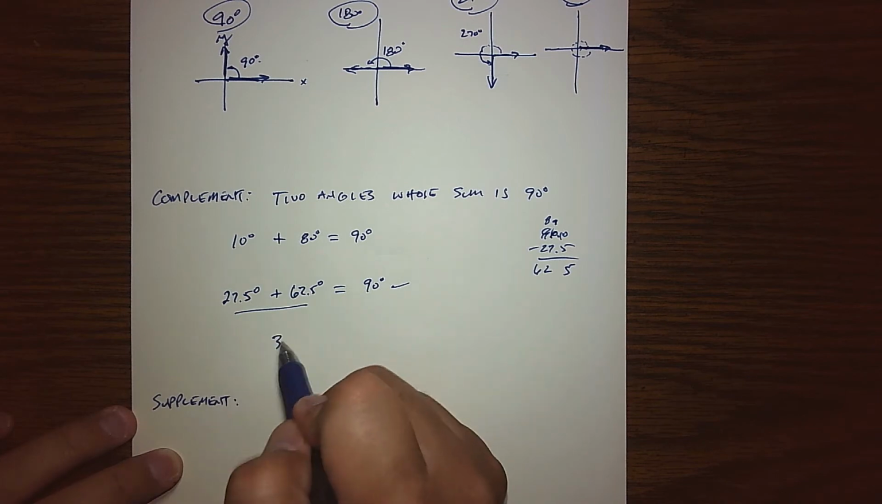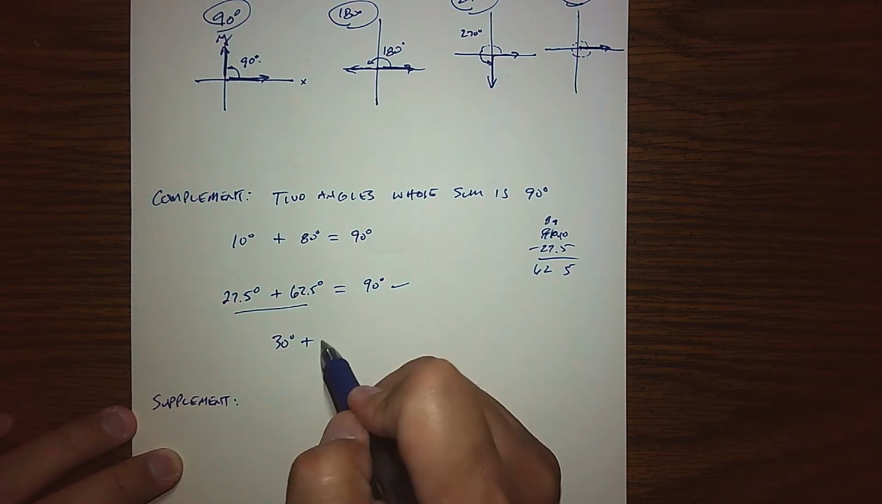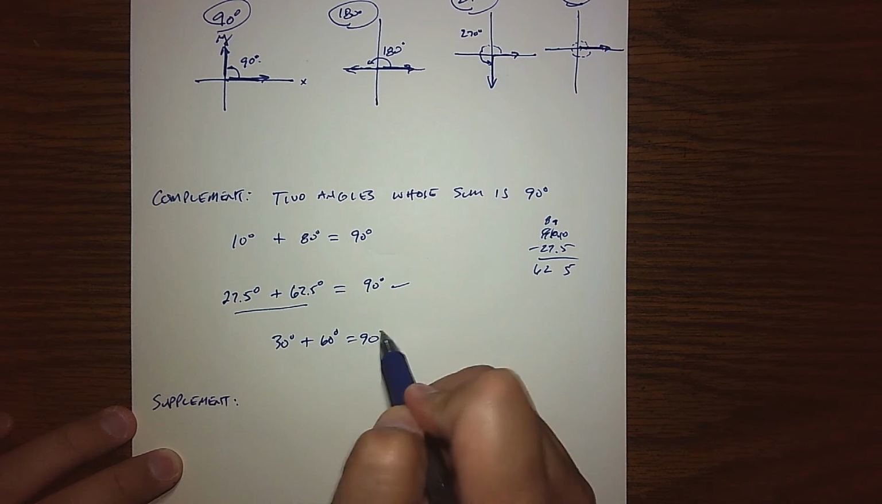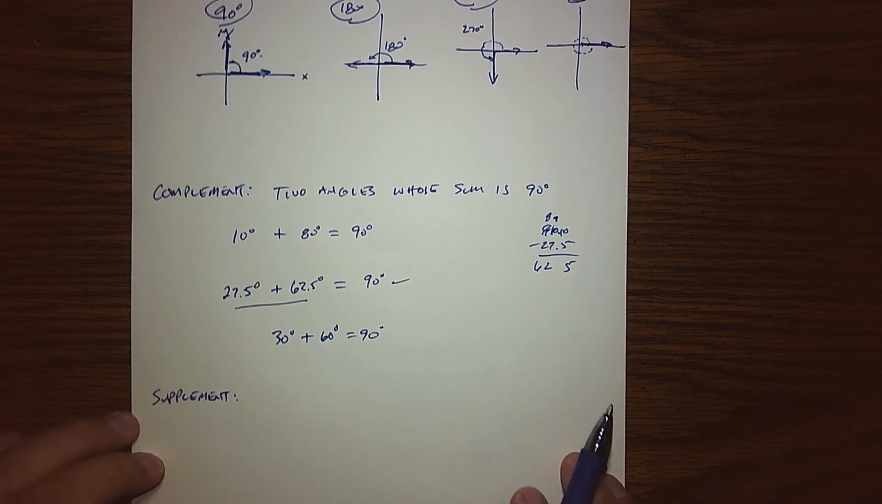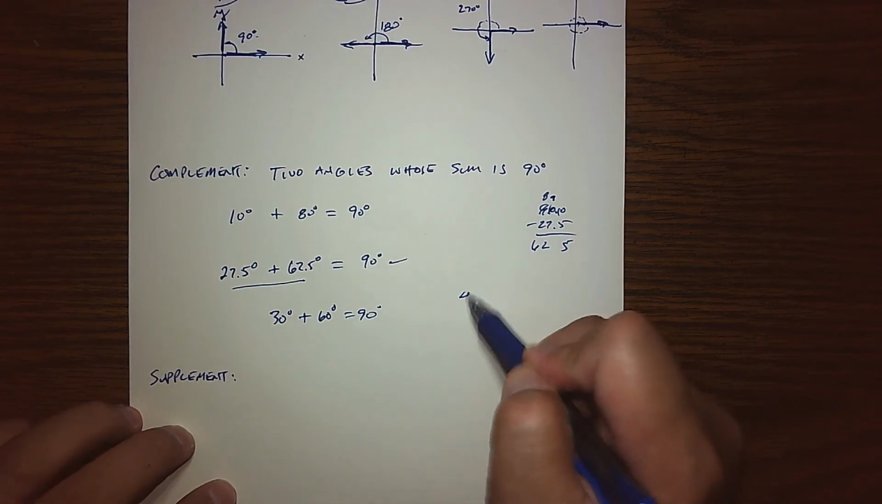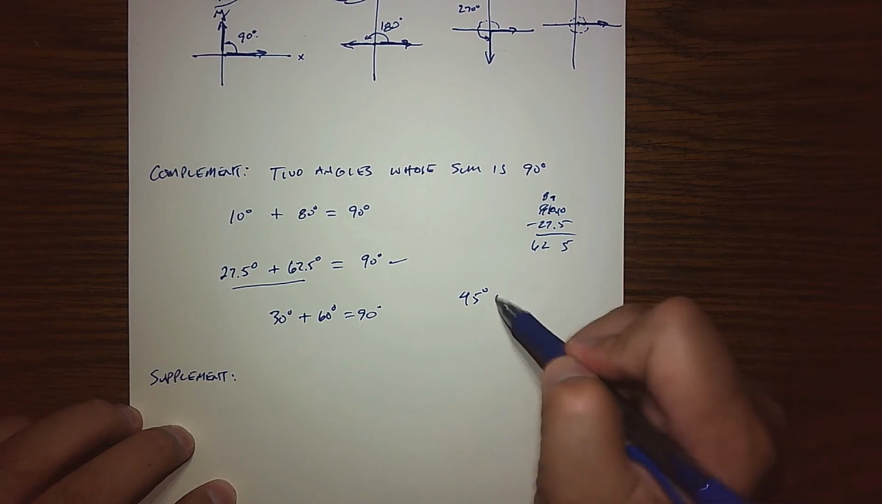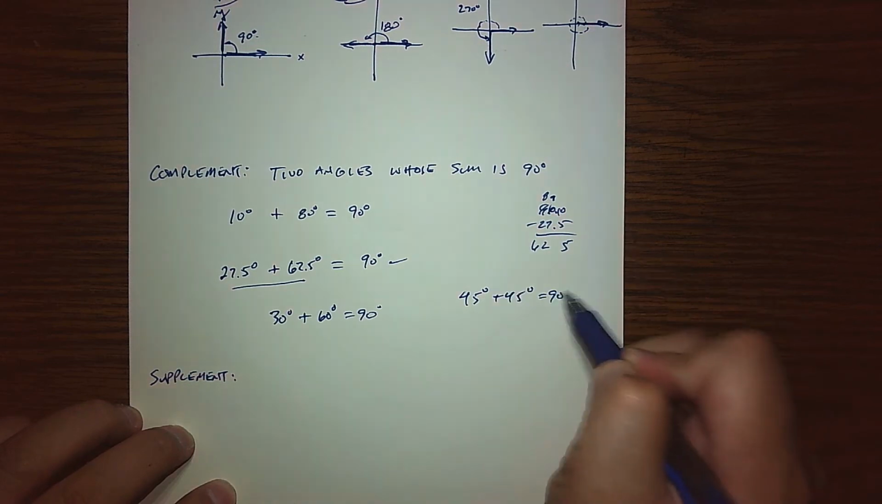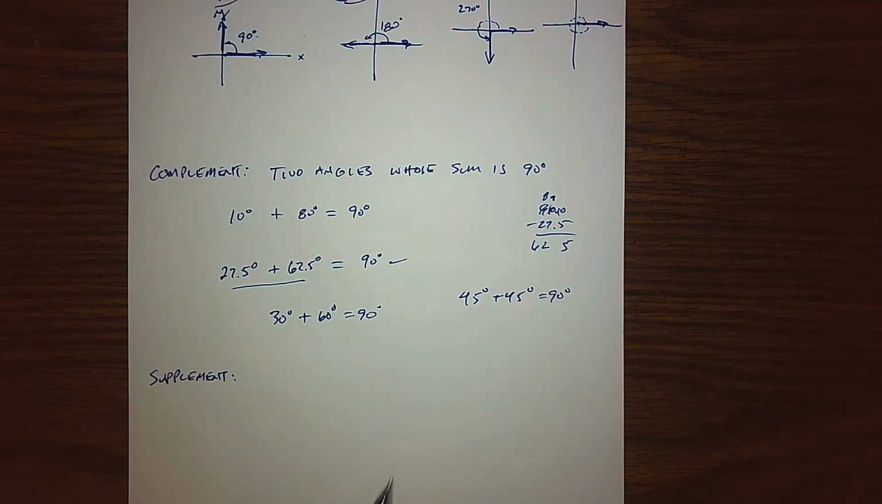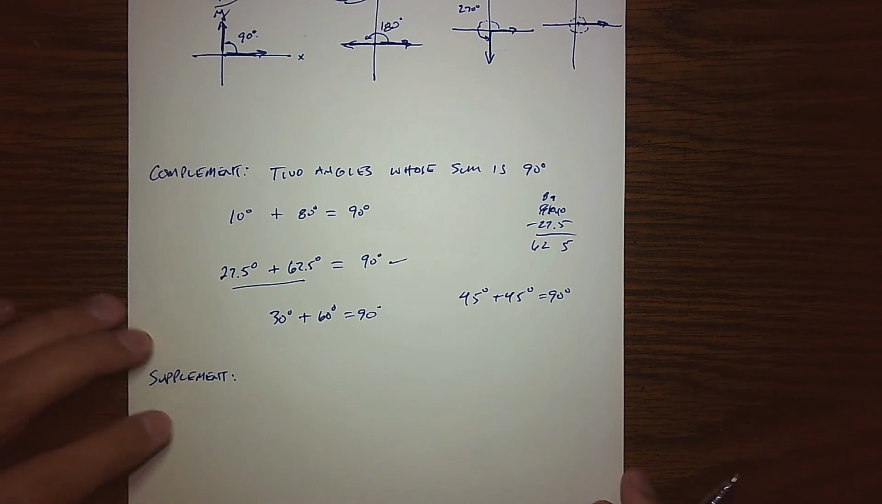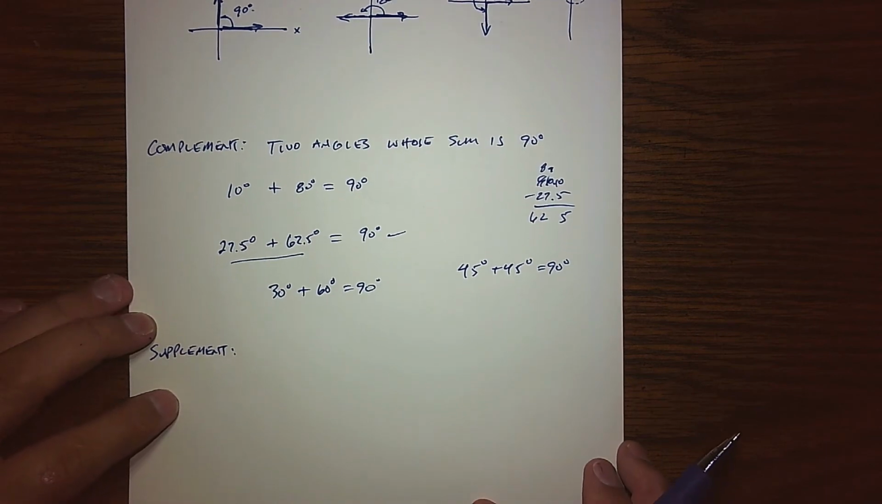One last item, and this one's pretty famous: 30 plus 60 equals 90. Those are some pretty famous complementary angles. And then another famous angle is 45 degrees. This is a unique situation where it's a complement to itself, because again, it satisfies the definition that the sum is equal to 90.